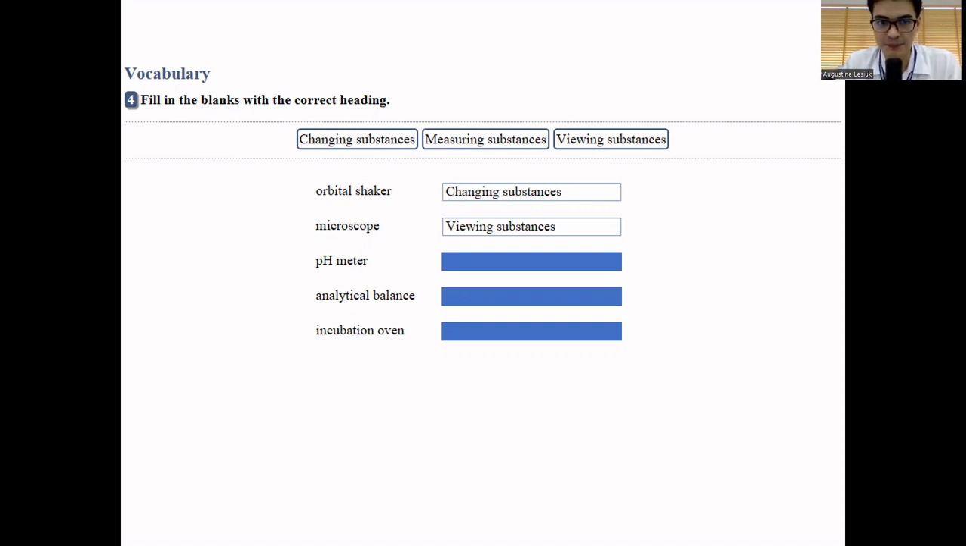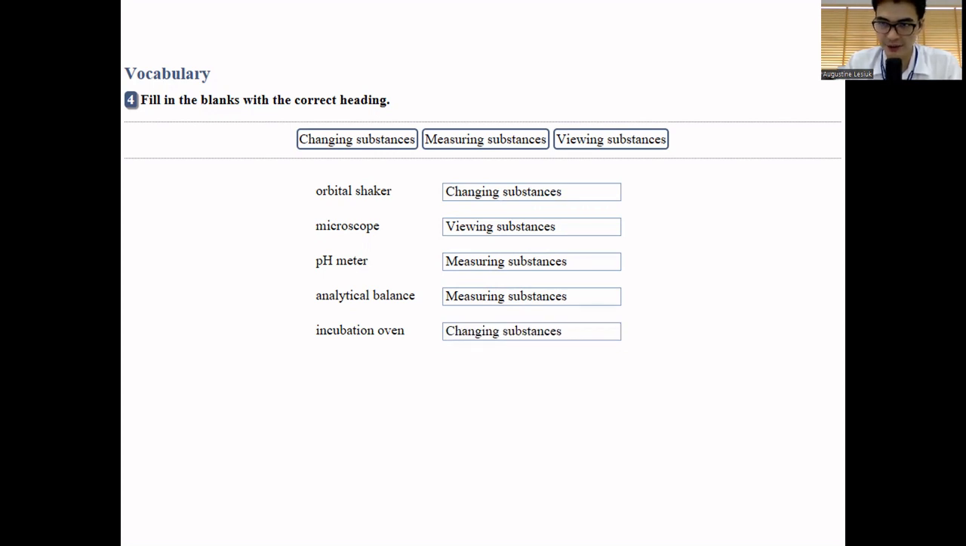Next, the pH meter is used for measuring substances. So we measure the acidity or the alkalinity of different liquids. Next, the analytical balance is used for measuring substances. So we use it to measure the mass of an object accurately. And lastly, the incubation oven is used to change substances. So they change substances by heating them up. Okay. So those are the correct headings for each of the following equipment. We're now moving on to the next segment.